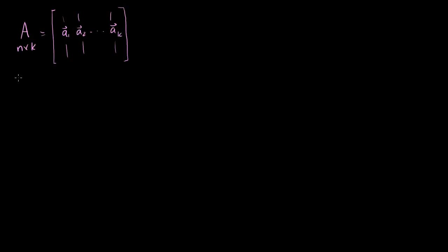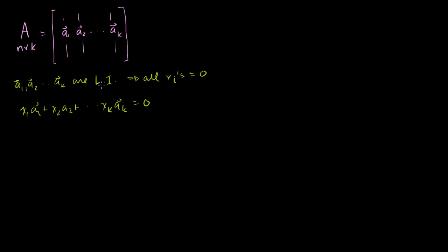Let me write that down here. So A1, A2, all the column vectors of A, all the way through AK, are linearly independent. Now, what does that mean? That means that the only solution to x1 times a1 plus x2 times a2, plus all the way to xk times ak equaling 0, is that all of these x's have to be 0. So all xi's must be equal to 0. That's what linear independence implies.